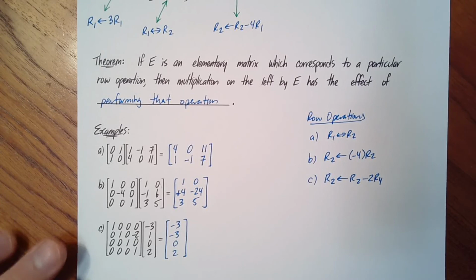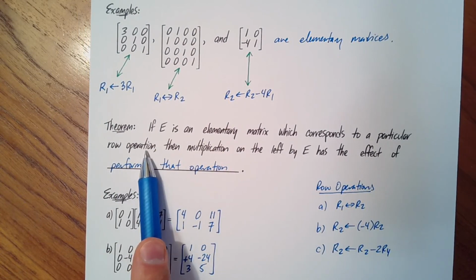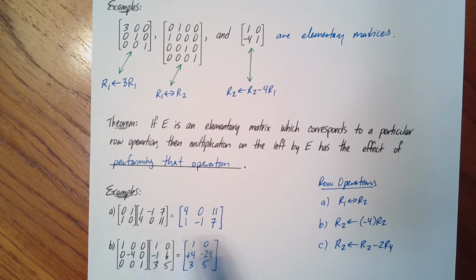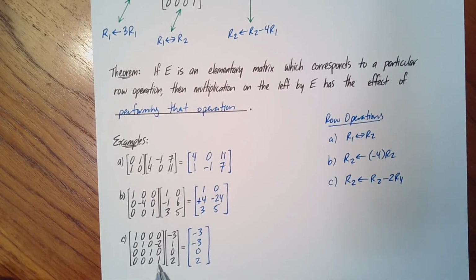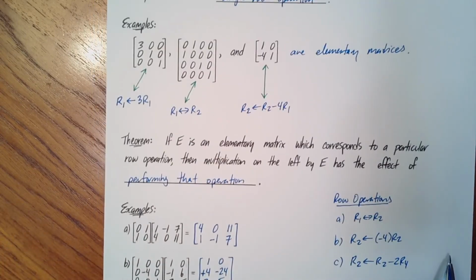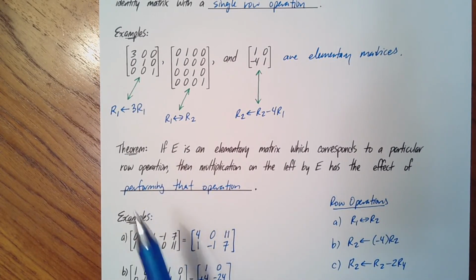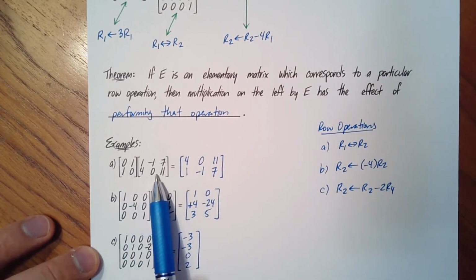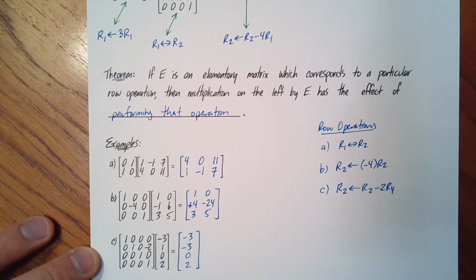Okay, so let's just revisit this one last time. If E is an elementary matrix which corresponds to a particular row operation, just like this matrix corresponded to that row operation, and this matrix corresponded to that row operation, then if you just multiply some other matrix on the left by an elementary matrix E, you're just going to have the effect of performing that operation on whatever matrix is written on the right, right? So this multiplication had the effect of doing that operation on this matrix. This multiplication had the effect of doing this operation on this matrix, and so on. You can see the pattern, right?